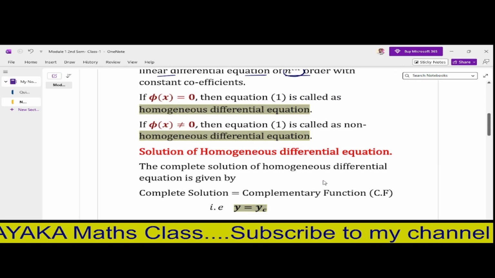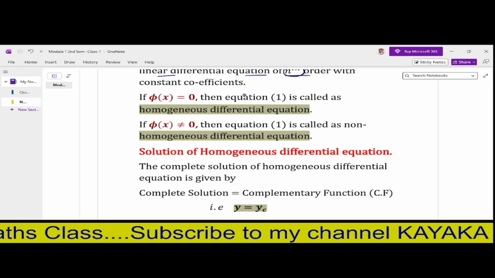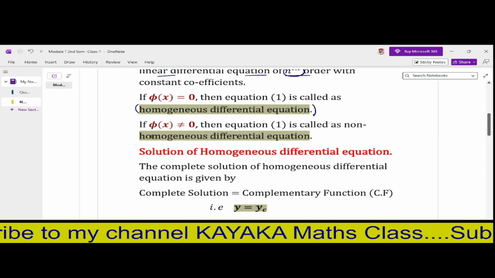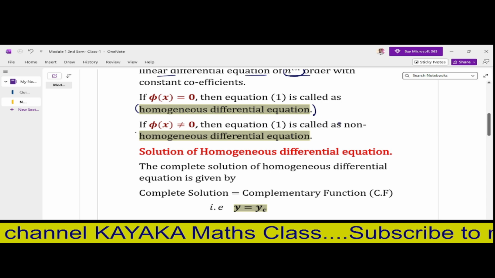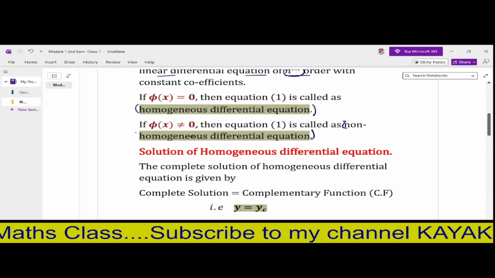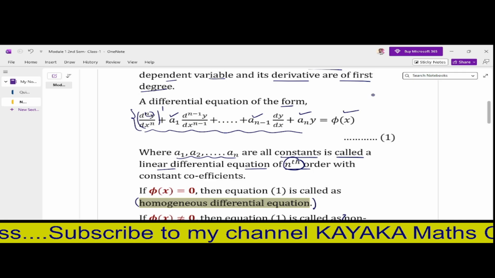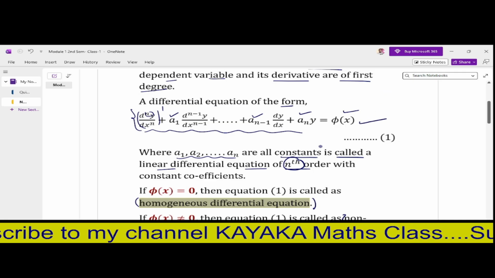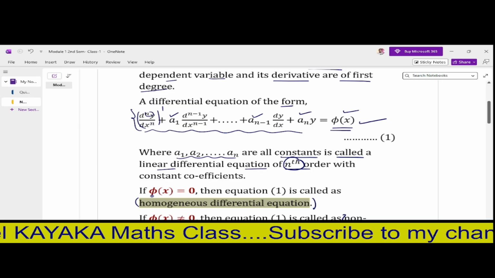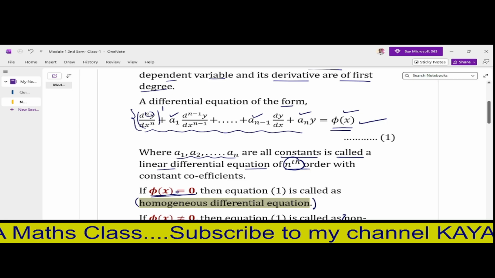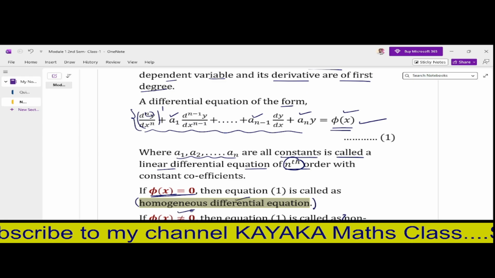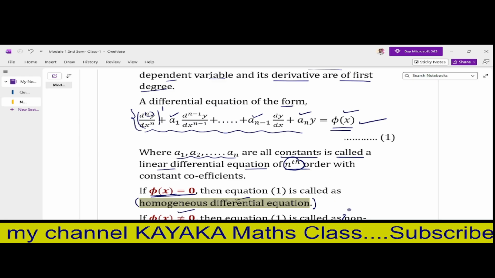Now we have two kinds of differential equations here: homogeneous differential equations and non-homogeneous differential equations. Equation number 1 is homogeneous or non-homogeneous depending on the RHS value phi of x. If phi of x is 0, we call it homogeneous. If phi of x is not equal to 0, which means other than 0, we call it a non-homogeneous differential equation.